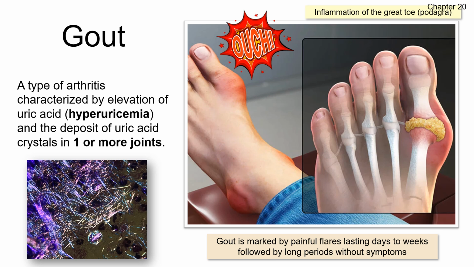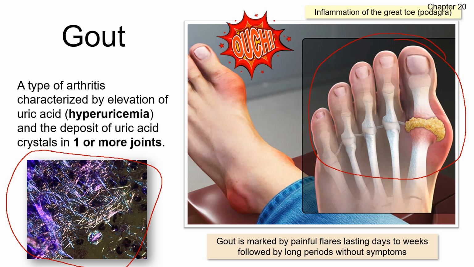So here we have a picture of uric acid crystals under the microscope. You can see they're long, thin, and sharp. So when they start to accumulate in the joint, it can be really painful. And the telltale sign is inflammation of the great toe that you see here, which is called podagra.